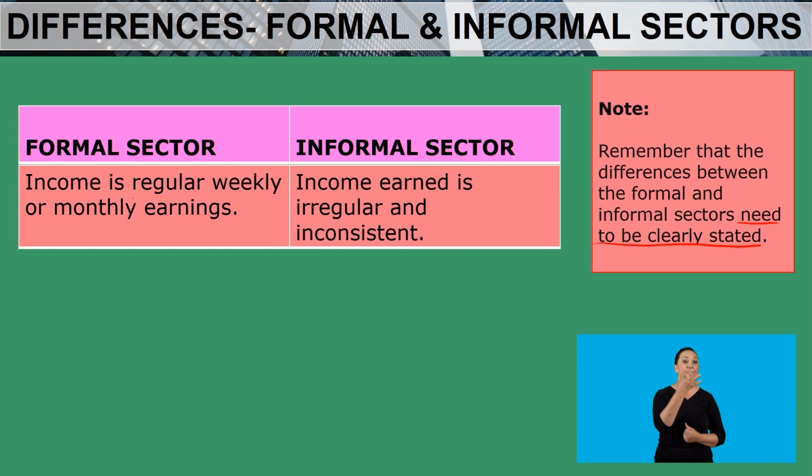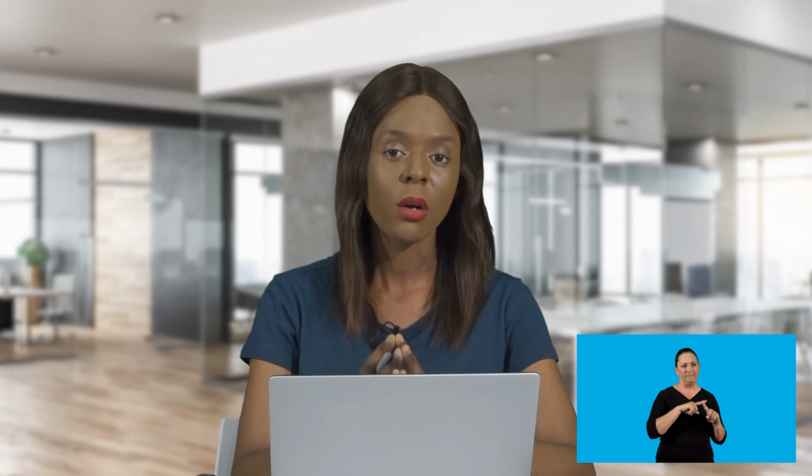Formal sector income is regular, weekly or monthly earnings. Under the informal sector, income is irregular and inconsistent. So in the formal sector, you receive your income, be it on a weekly basis or on a monthly basis, but it is guaranteed that as an employee, you are going to get that particular income. When we come to the informal sector, here income is not regular, rather the income is inconsistent. You would get this amount of money this month, next month you get another amount of money. Hence, in the beginning, we said that people who are working under the formal sector are protected by certain legislation, which I mentioned before, your Basic Conditions of Employment Act, your Labour Relations Act.